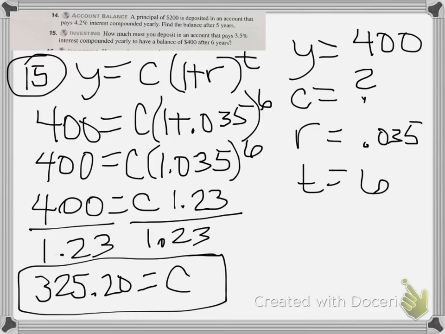Both of these problems are exponential growth problems. In 14, you were given the principal amount, C, and needed to find the Y, the total balance. In 15, you needed to find the initial amount, the principal that was deposited, and you were given the total balance of Y.